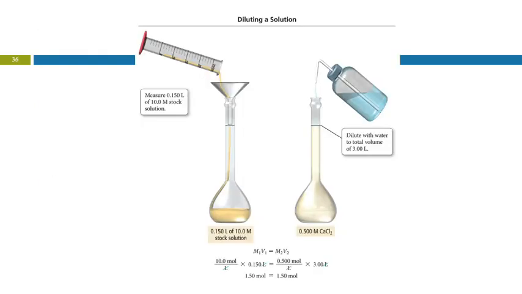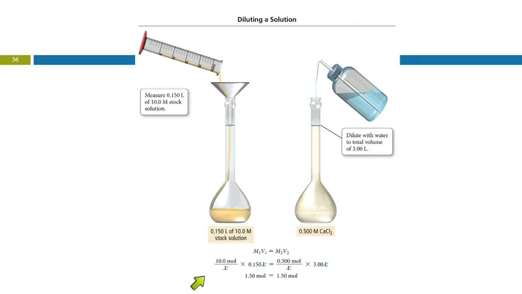So here's an illustration of how we might dilute a solution. We're going to be doing this in lab today. So here we're taking 0.15 liters of a 10 molar stock solution, and we're putting it into a volumetric flask. Volumetric flasks are designed to contain a specific volume of solution. So we put that in there, and then we're going to add some water, mix it up, and then continue to add water until we get the meniscus at the bottom of the line. Then we have to stopper it and invert many, many times to mix it thoroughly.